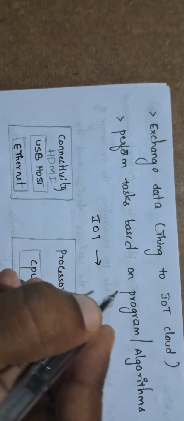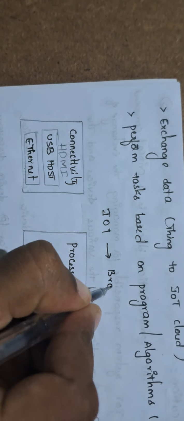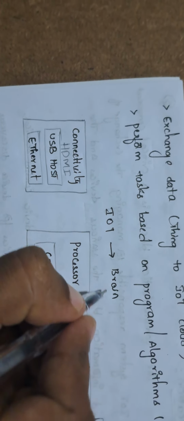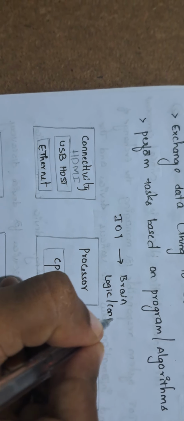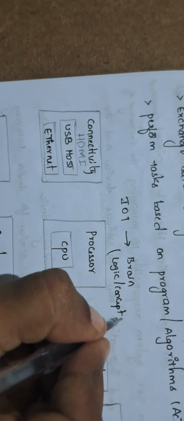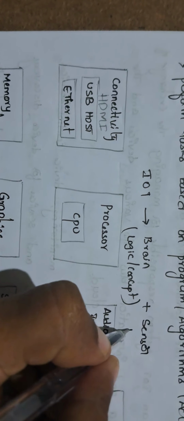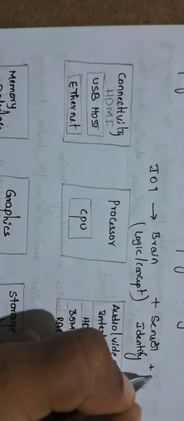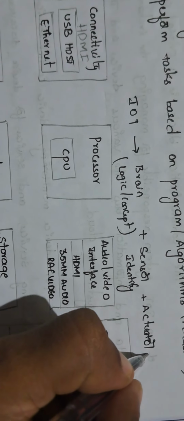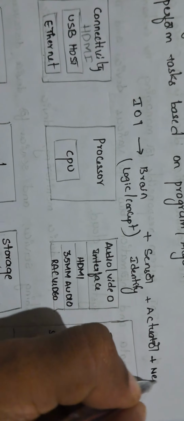IoT gives rise to the requirement of a brain. The reason we call it a brain is that the brain will have a logic or a concept to implement for a purpose. Then the brain gives direction to the sensor. The sensor is utilized only for identification purposes. Then the actuator will do all the physical activity, with the help of the network. Only then is it called IoT.